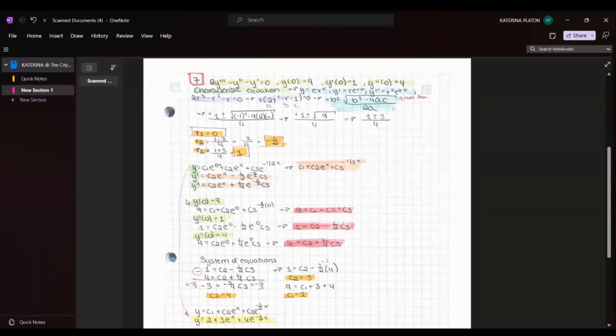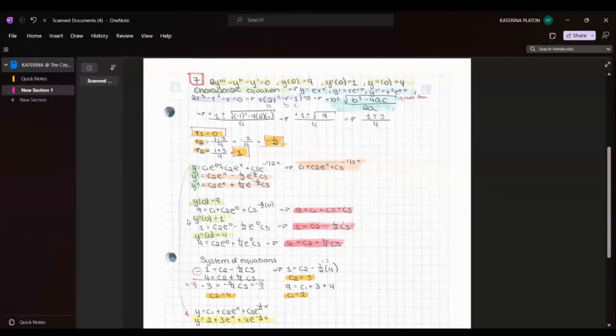Going to our initial conditions, which is y of 0 equals 9. We plug it into our general solution, which gives us 9 equals c1 plus c2 e to the power of 0 plus c3 e to the power of 0 as well. And this is just 9 equals c1 plus c2 plus c3.